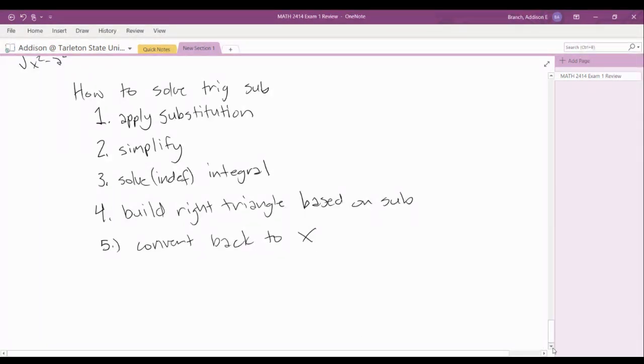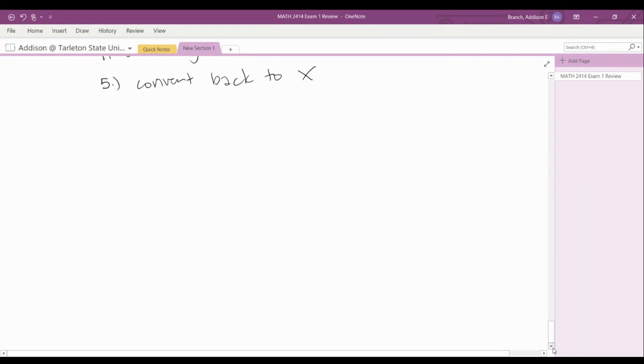So I'm going to go ahead and do an example for this one. For this example, we are going to do the integral of dx over x squared minus 1 to the 3/2. If someone wants to turn on their mic or type in the chat, what should we use for our substitution? Like x should be equal to what?